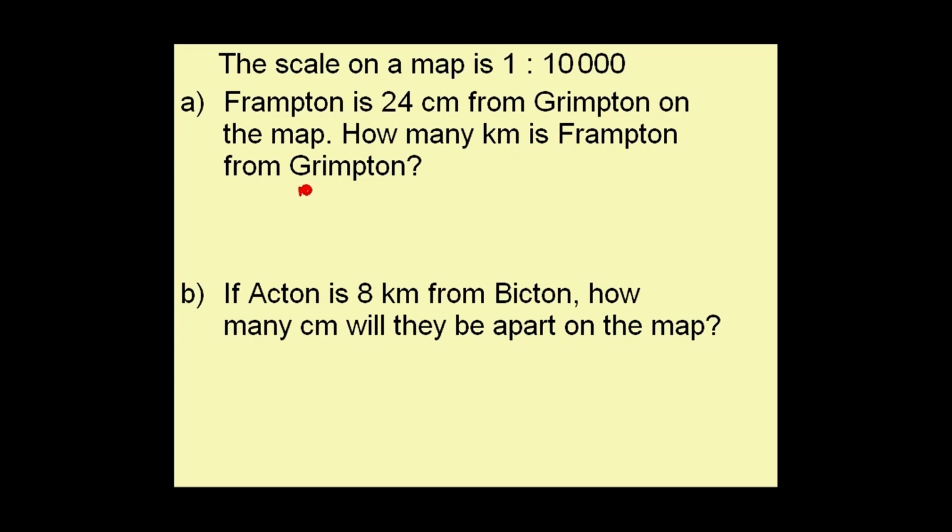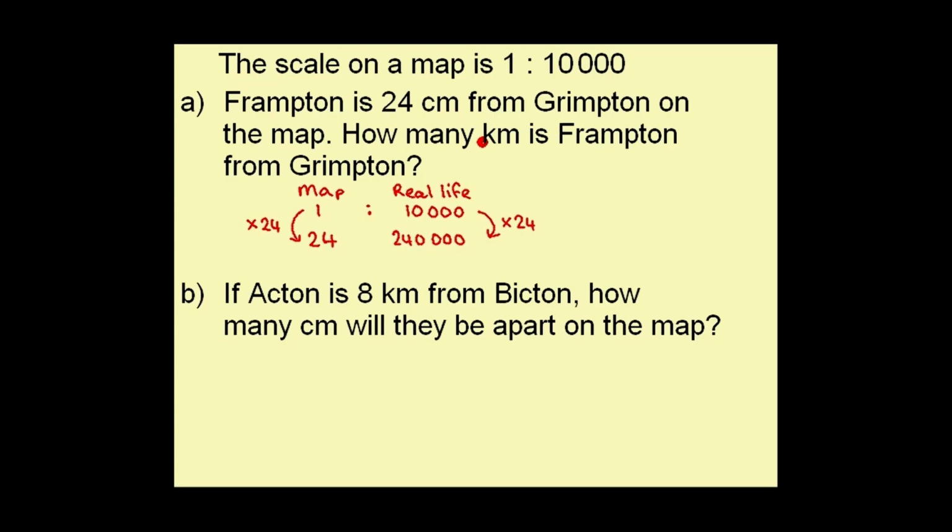So I set up my ratio. I've got the map and I've got real life. The ratio is here, so that's 1 to 10,000. And on the map they're 24 centimetres apart, so this is 24. I can see that to get from 1 to 24, I've multiplied by 24. So I need to do the same thing to this number, multiply by 24. That gives me 240,000. Now this means that in real life, Frampton and Grimton are 240,000 centimetres apart.